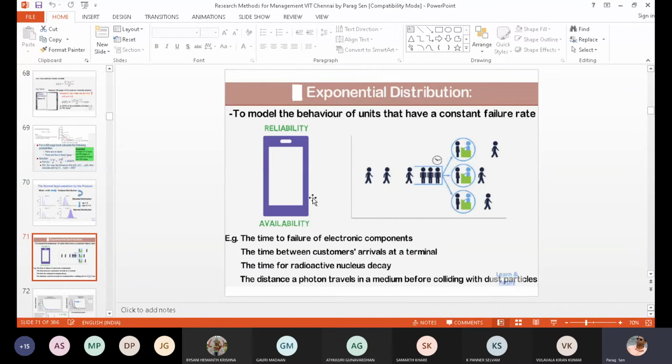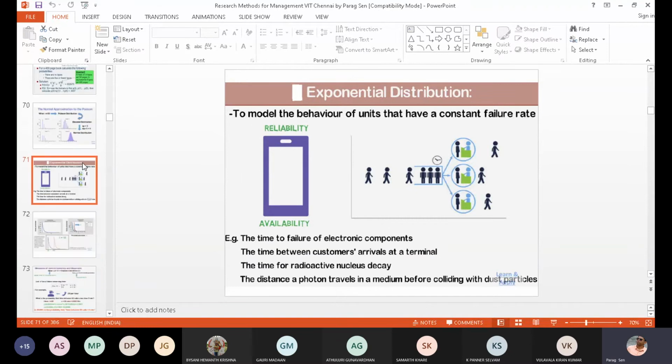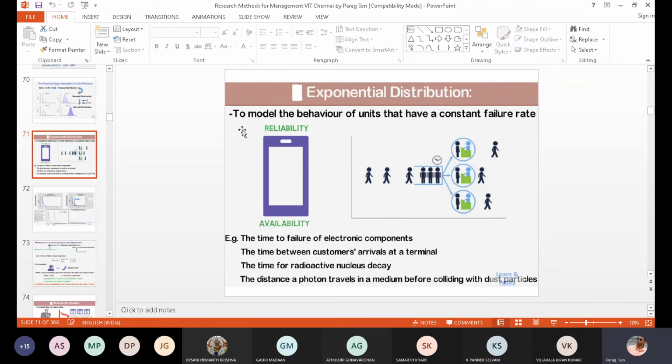This is a very interesting thing. Now we will take a look at the exponential distribution. To model the behavior of units that have a constant failure rate, we can use the exponential distribution.